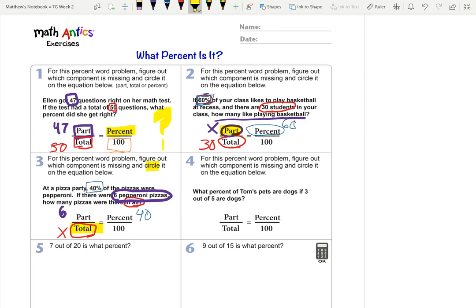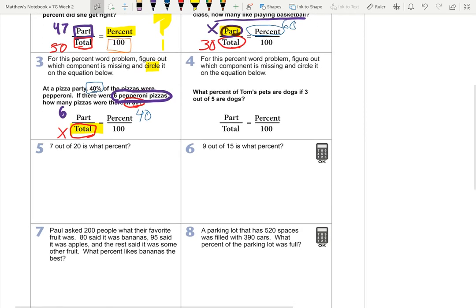All right, now we've got one more here. What percent of Tom's pets are dogs if 3 out of 5 are dogs? Well, 3 out of 5, that's easy, right? 3 is going to be my part, and then 5 is going to be my total. So we have 3 over 5. And then we're missing here our percent. So that's what we need to find.